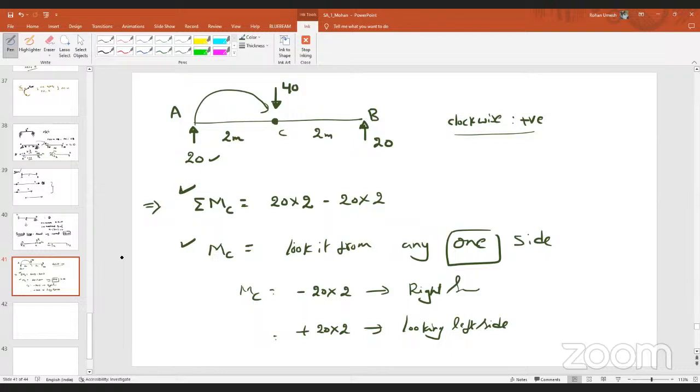Is it clear now, the difference between summation of moment at C and moment at C? This is also a common mistake where the students commit errors. If it is clear, then I will go to the previous problem. Okay, now.